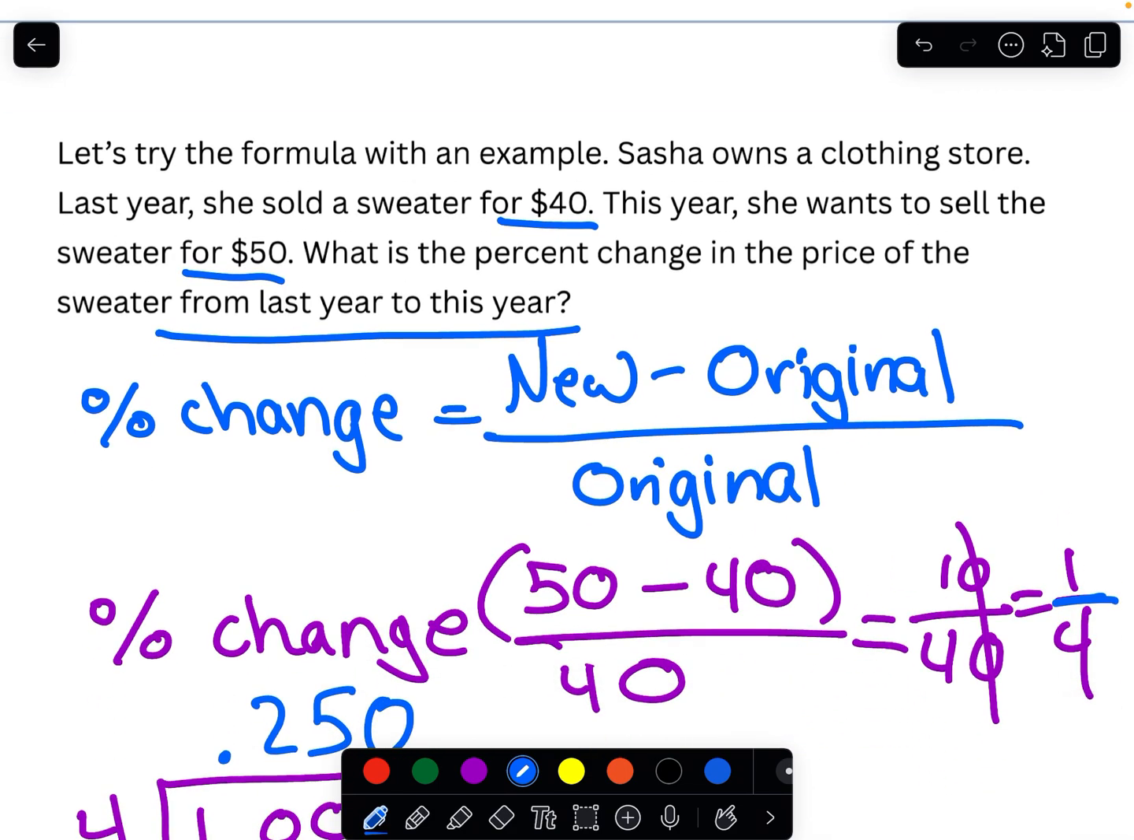Sasha owns a clothing store. Last year she sold a sweater for $40, and this year she wants to sell it for $50. What is the percent change in the price from last year to this year? Well, it is 25%, an increase. We could even do a plus sign, an increase of 25%.